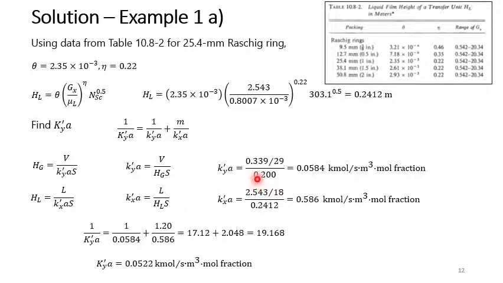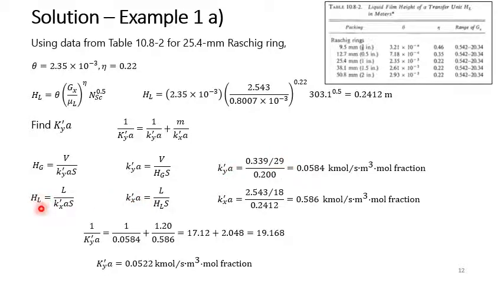Because Hg, the unit is meter, S, the unit is meter squared, and since your unit for mass flow rate here is kilogram per second per meter squared, you already have the meter squared there. So meter squared times meter, you get the meter cube. So you just convert the kg into kilomole by dividing with the molar mass. So this is your small kya.